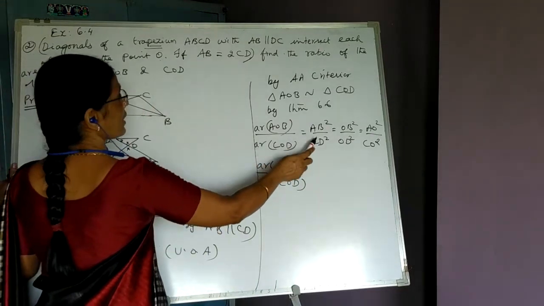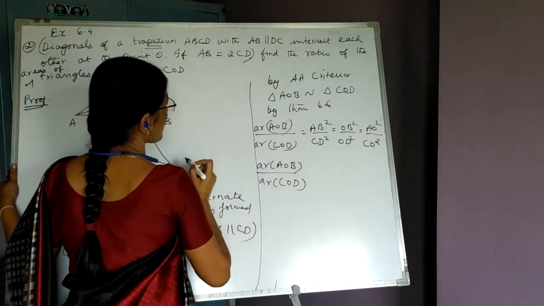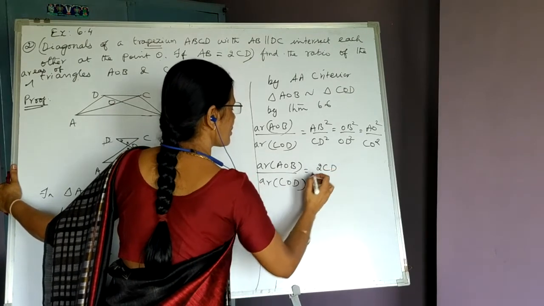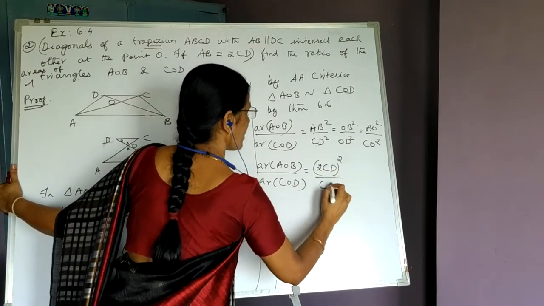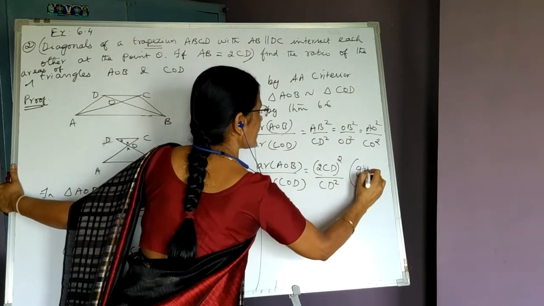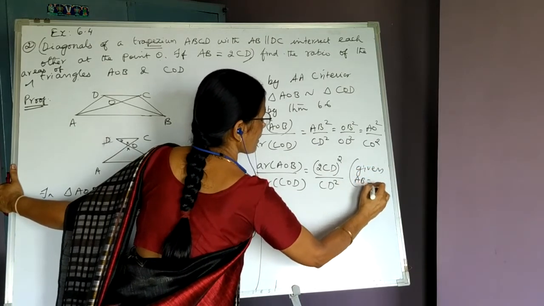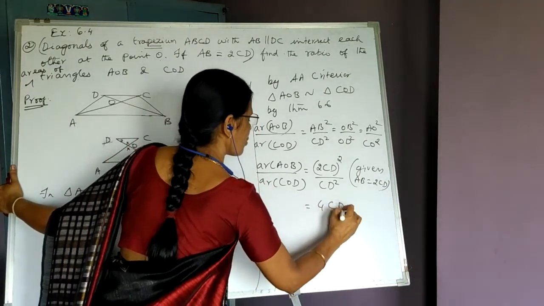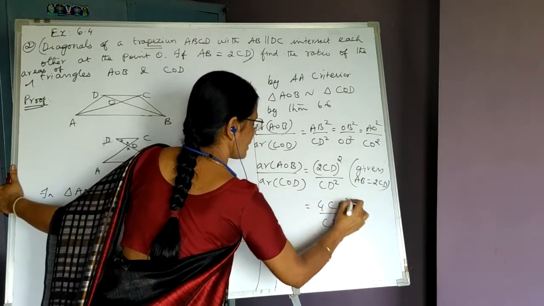But AB and CD, given AB equal to how many CD? 2 CD. Therefore, in the place of AB, I substitute 2 CD. It's square upon CD square. The reason is given AB equal to 2 CD. Therefore, this is 4 CD square upon CD square.